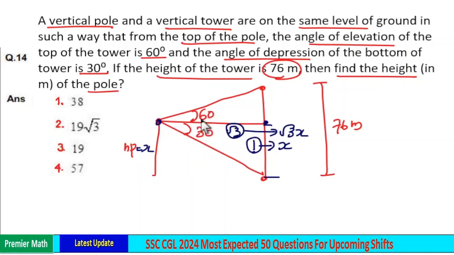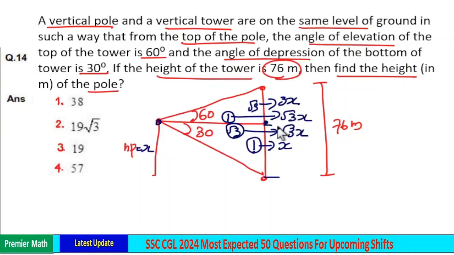Now if I take the upper triangle, tan 60 is equal to root 3. That is, the opposite side and adjacent side are in the ratio root 3 is to 1. Now this one part in this upper triangle is equal to the horizontal distance root 3x. Then root 3 part is equal to root 3 into root 3x, that is 3x.